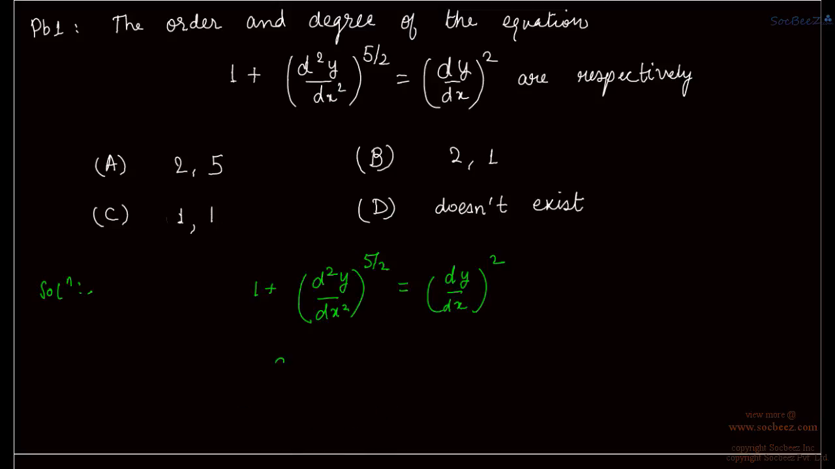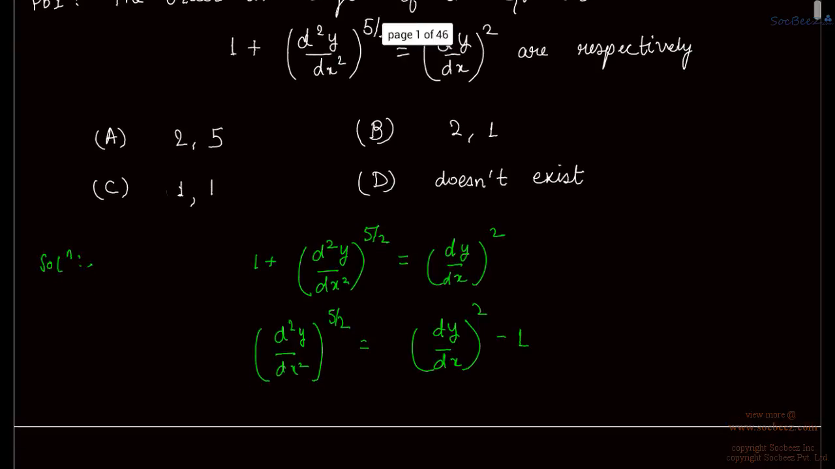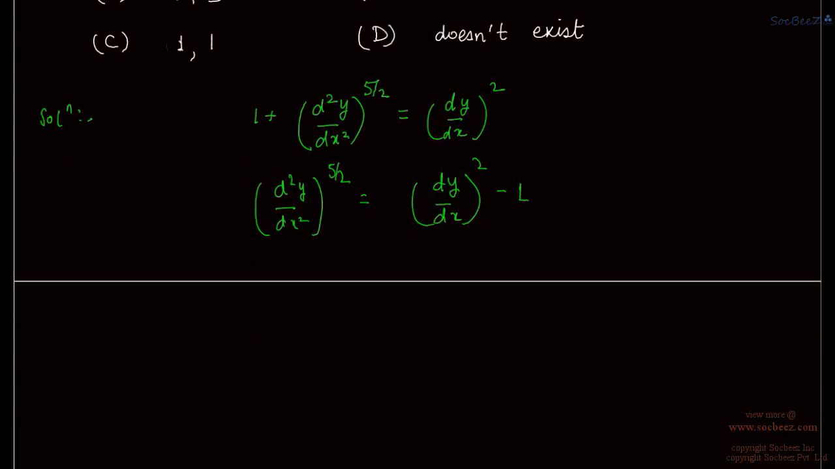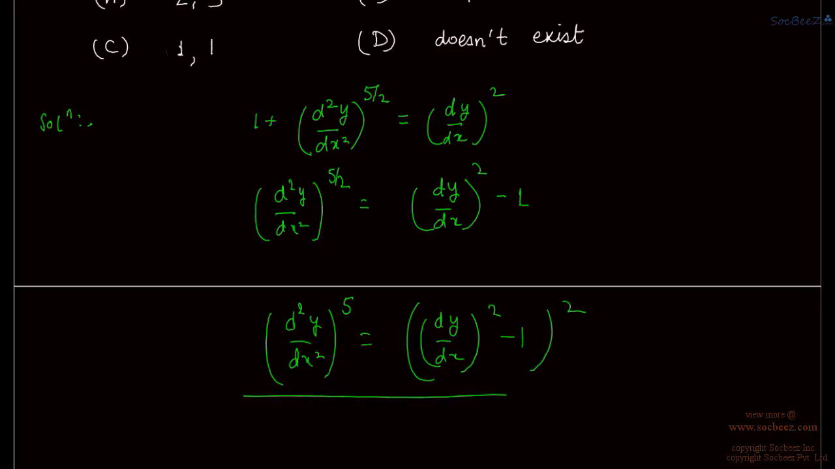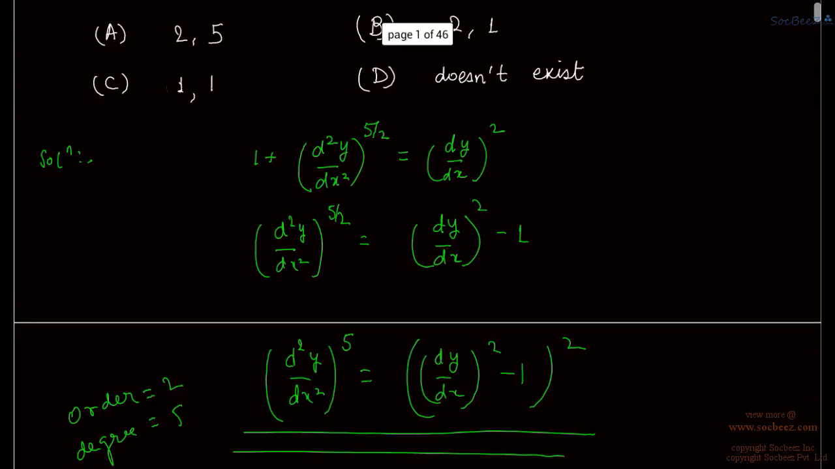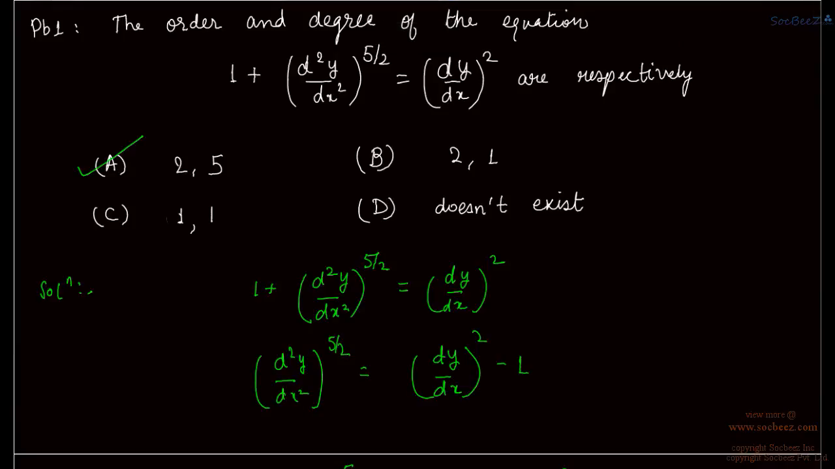Let me first write like this: (d²y/dx²)^(5/2) = (dy/dx)² − 1. Or further, we can have (d²y/dx²)^5 = ((dy/dx)² − 1)². So from here, if we expand this, then we are getting the greatest order derivative as 2. So order is 2 and the power of the greatest order derivative is 5. So degree is 5. So order 2, degree 5. That means option 2 is correct.